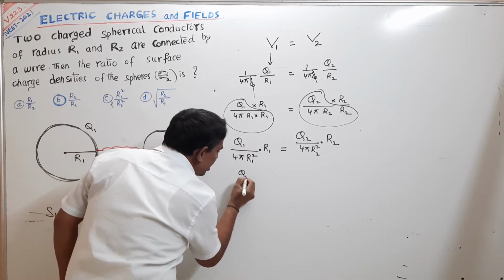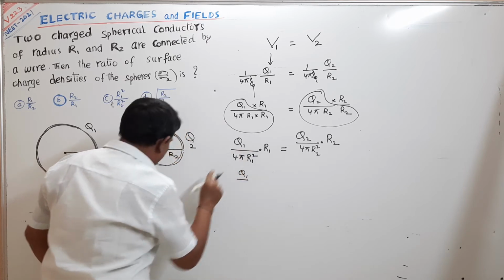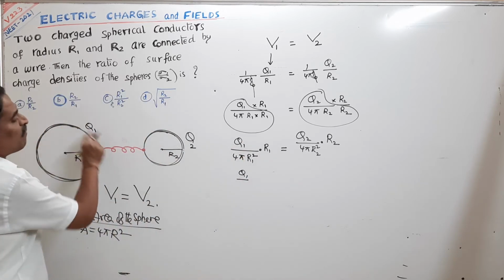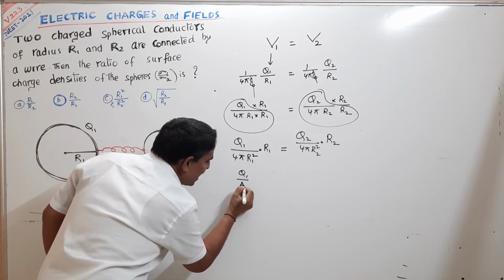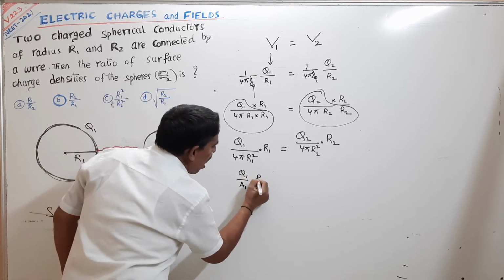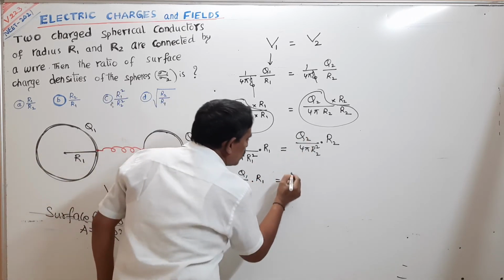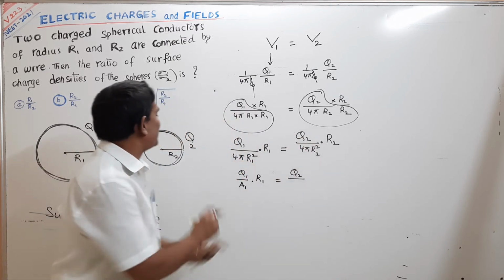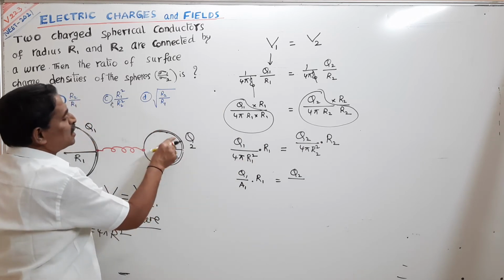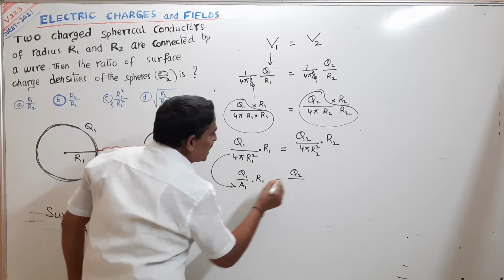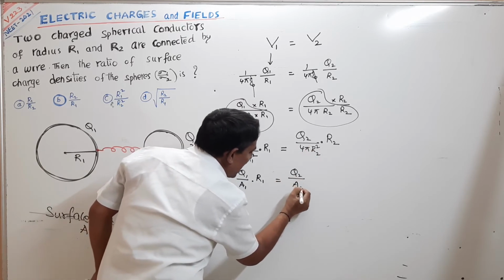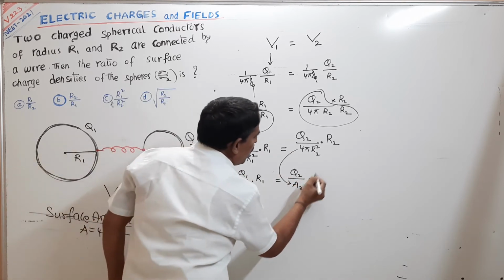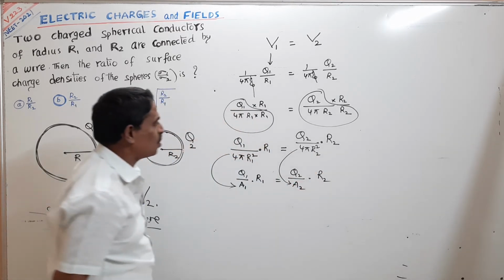Q1 over 4 pi r square, it is the surface area of the first sphere. Surface area is A1, into R1, that is equal to Q2 over 4 pi R2 square, it is the surface area of the second sphere. Surface area of the second sphere I am writing as A2, into R2.